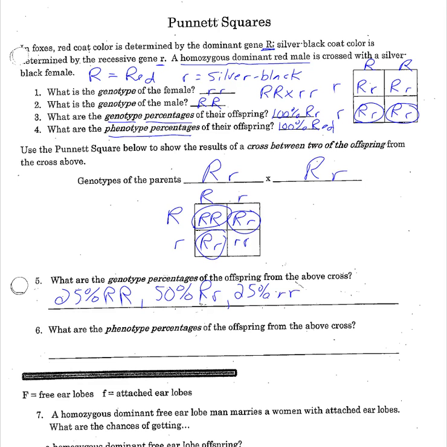What are the phenotype percentages of the offspring from the above cross? Well, the phenotypes, again, are based upon these genotypes, and we know that if they have a big R, they are going to be red. So 75% or 3/4 will produce a red coat, whereas 1 out of 4, this one right there, is going to produce the silver black coat. So 25% may have the silver black coat option.